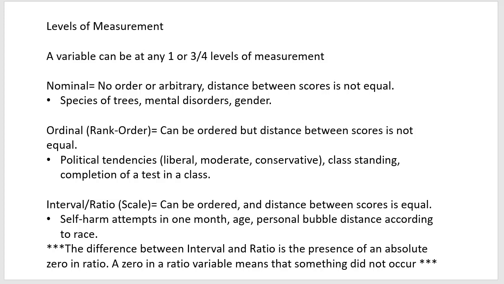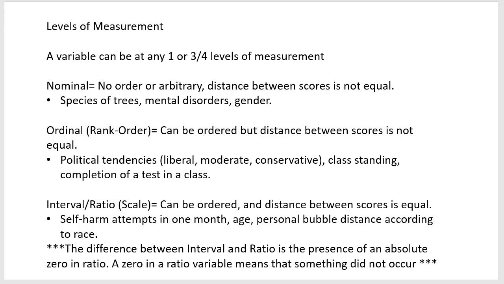Same thing with age, same thing with personal bubble distance according to race. So you could identify which races tend to be closer with their personal bubbles because you could measure that, and measurements tend to be scale, where the distance between them is meaningful and the distance between them is equal, and they can be ordered.